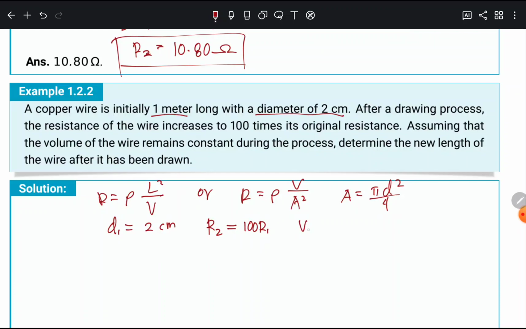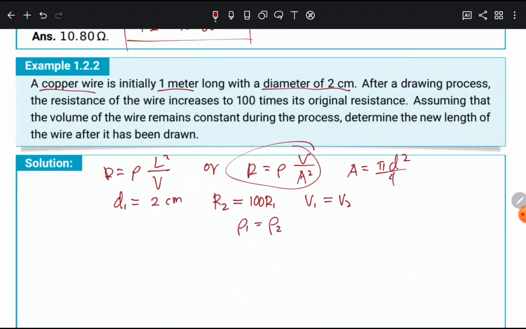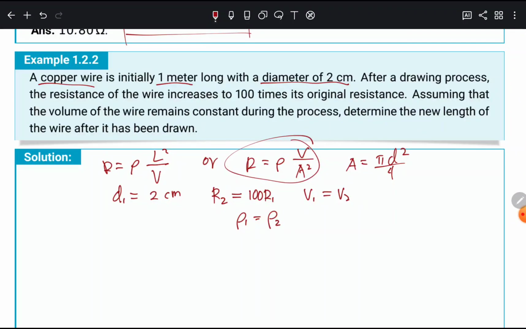Then, assuming again that the volume is constant, volume 1 is just equal to volume 2. And we can also assume that it's the same material that we use, just copper. So therefore, the resistivity also remains constant. Our rho 1 will be just equal to rho 2. Now, using this formula here, we divide it again, just like what we did in the previous example, to solve for R2.